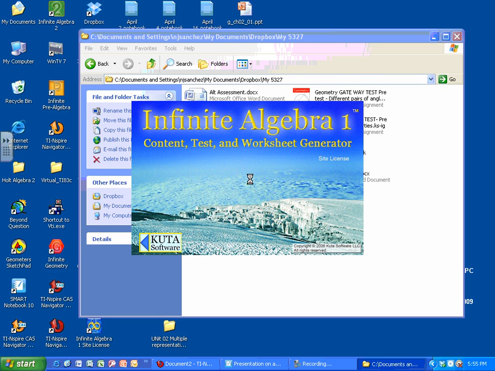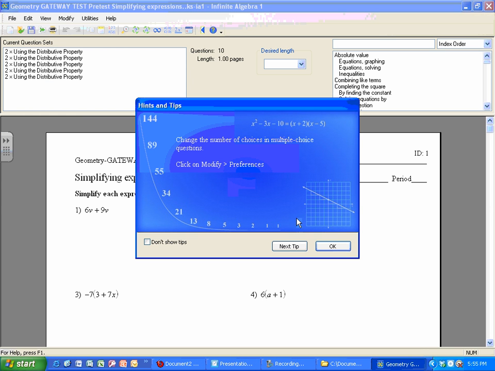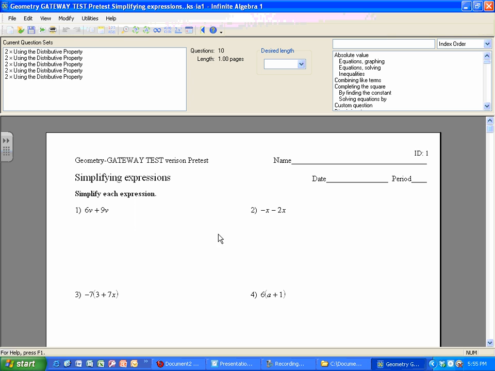Here's an example of what I was hoping to do. Here's one version. I call it the version pretest. Geometry Gateway Test Version Pretest for simplifying expressions. My plans are to hopefully give this one during the first 9 weeks. And it's very simple, as you see.